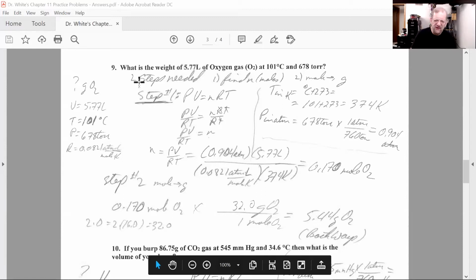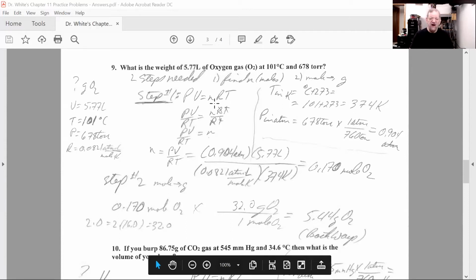Now notice here, we need a weight. PV equals nRT, none of these are a weight. However, n, moles, I can convert to weight. You did that in test 2. So for this type of problem with PV equals nRT, you need 2 steps. First step, determine n, moles. Second step, go from moles to grams.